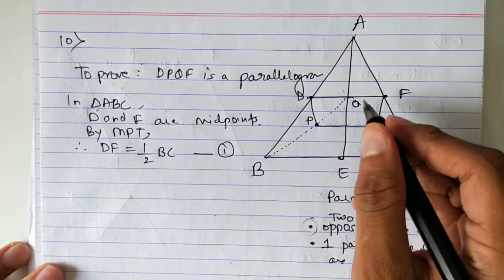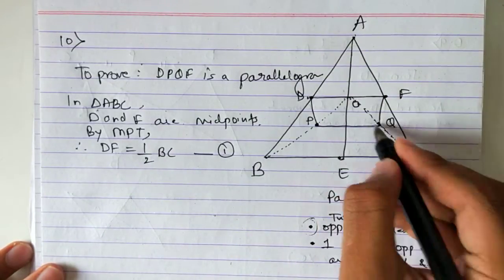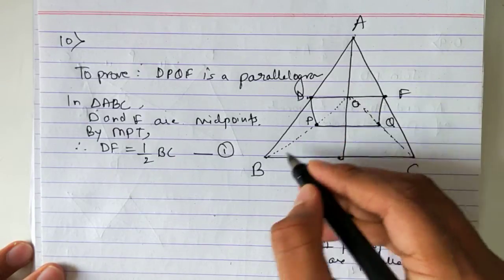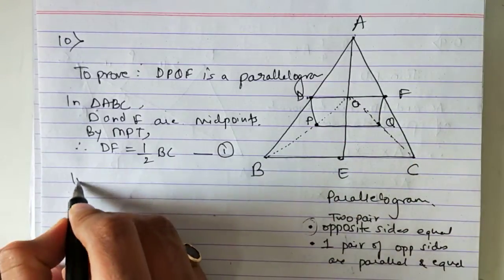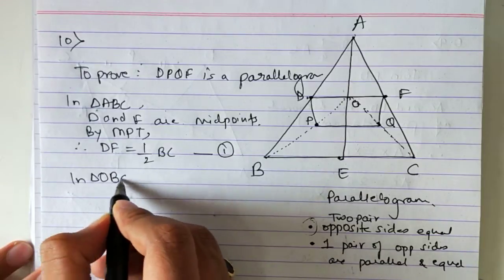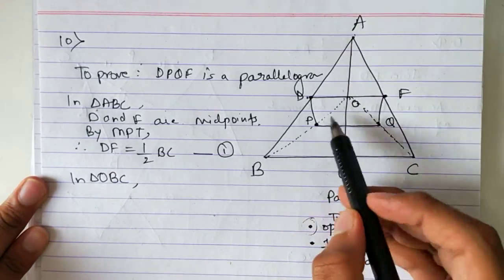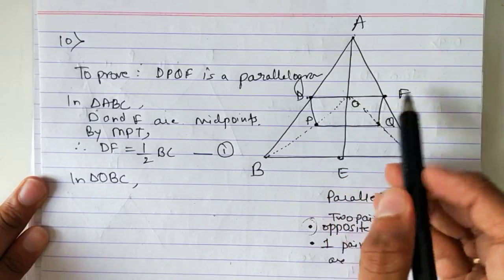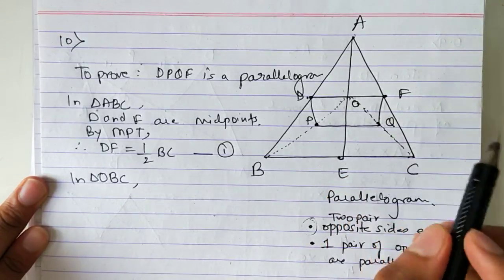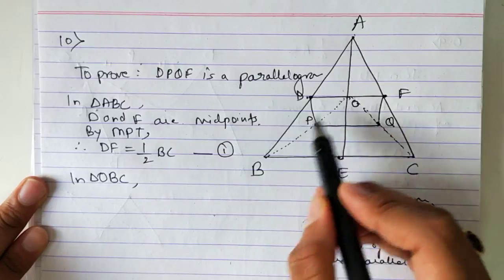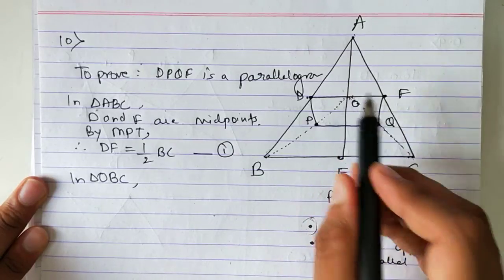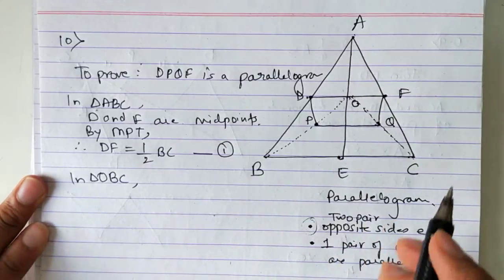And take this smaller triangle here, OBC. So in triangle OBC, this P is the midpoint of BO and Q is the midpoint of OC. It is given in the question. P is the midpoint of BO, Q is the midpoint of OC. Means PQ is half of BC.